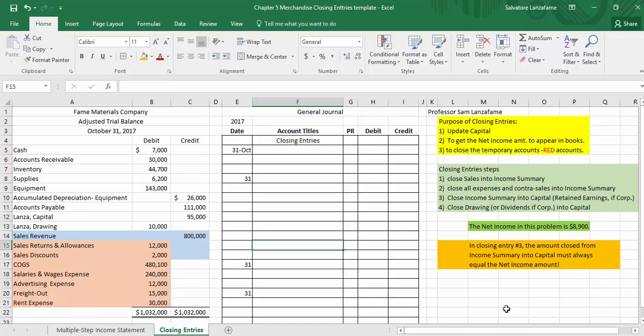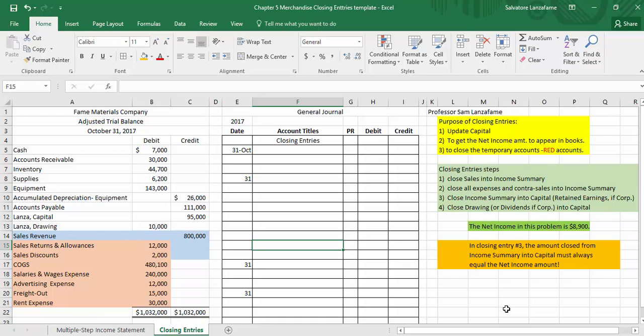So if you can shift your eyes over to the right side of the screen, you'll notice that I have the purpose of closing entries up in yellow. Number one, the purpose is to update capital. If you are in a corporation setting, the purpose would be to update retained earnings. Number two, we're also trying to get the net income figure, this 8,900 that we calculated in the previous presentation. We want to get that 8,900 to somehow appear in this journal, as well as the general ledger, which is not being identified here today. And then number three, we want to close the temporary accounts.